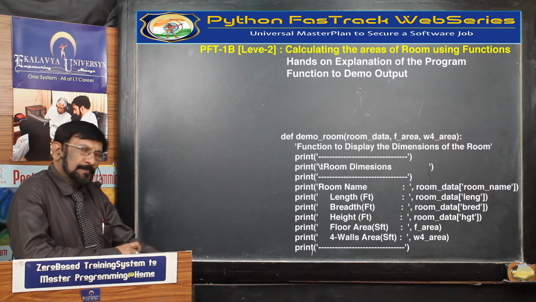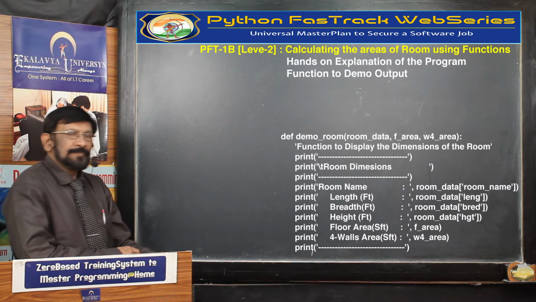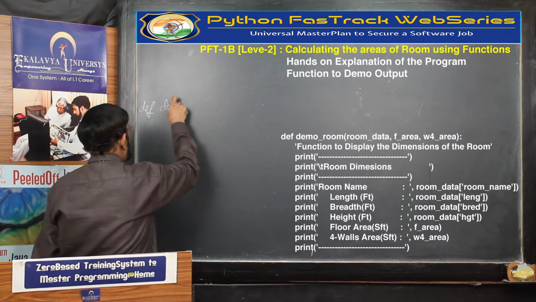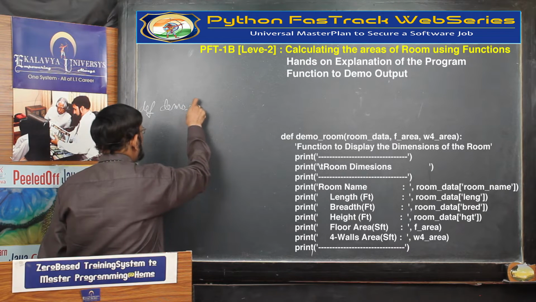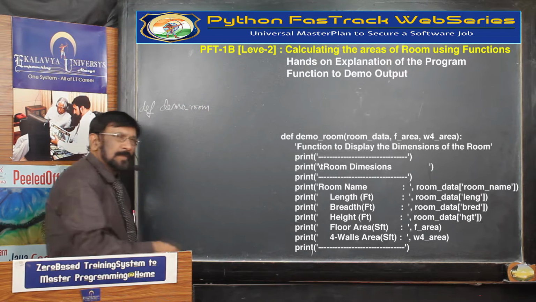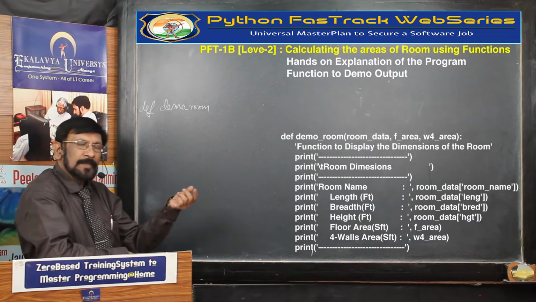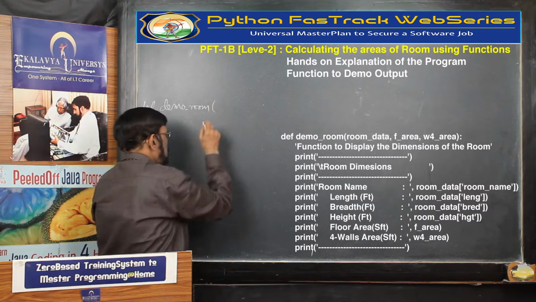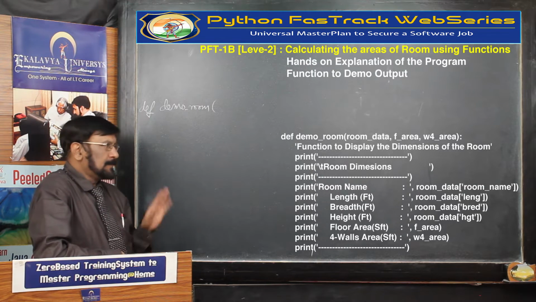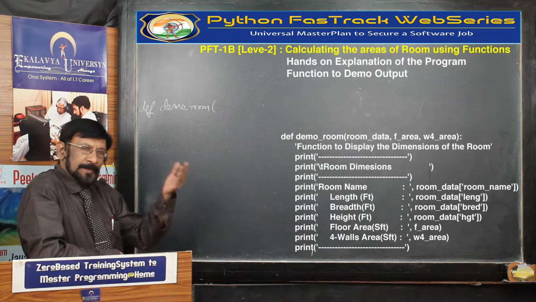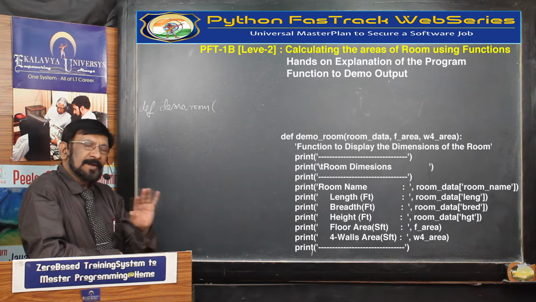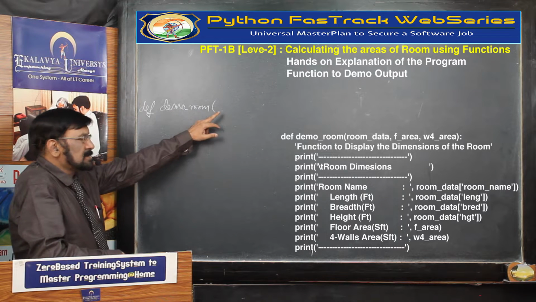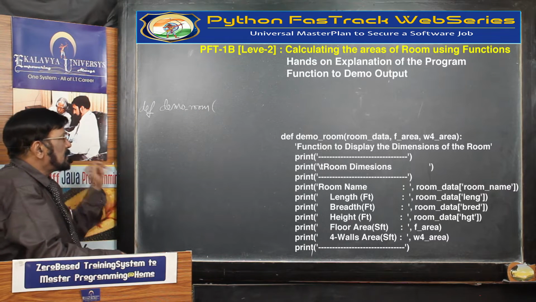Now, I explain the fourth function, that is demo room. Simply I am writing like this. Demo room means you have to understand it as demonstrating room dimensions. Okay. What type of function is it? Before writing, only think: it takes data but does not return anything. So which type of function is it? A function which takes data and does not return any value.